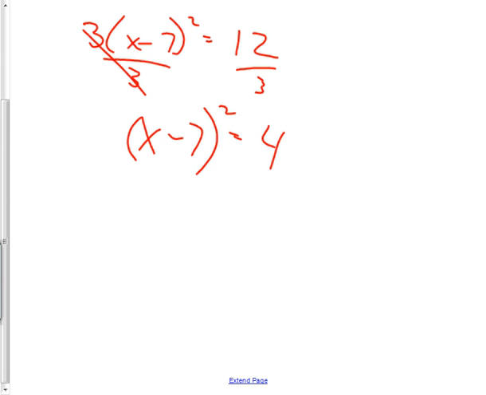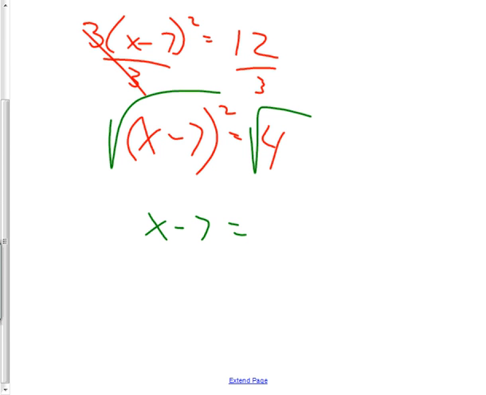Okay. Now what? You're right that I could split this up into 2, but I don't need to. If I'm trying to get the x alone, I need to get rid of the squared. How do I get rid of a squared? Square root. Get that? All right, so now what do I have?